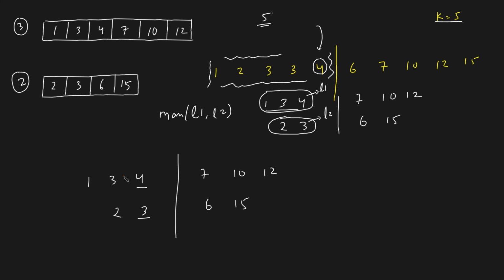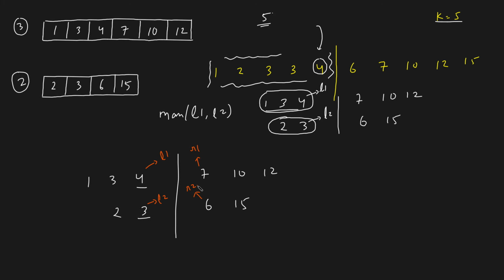Now, how do you figure out if all the elements over here are smaller than all the elements on the right? That's the main point of concern. Now, assume you're taking this as L1, assume this is L2, assume this is R1, assume this is R2.